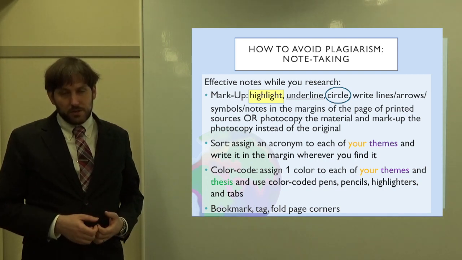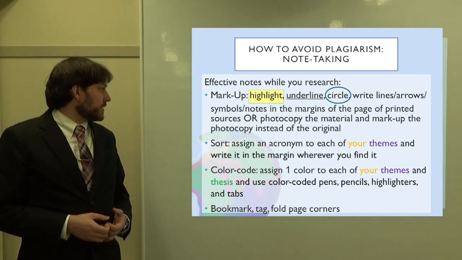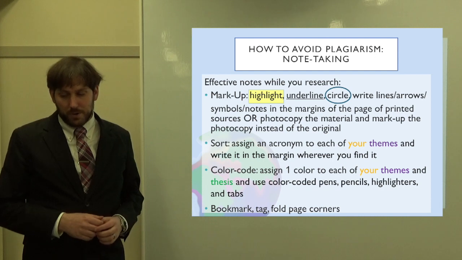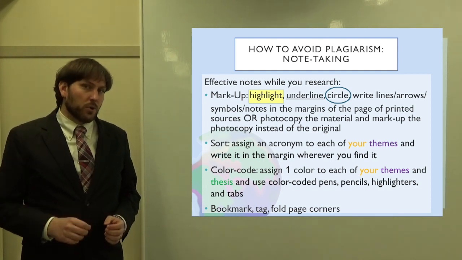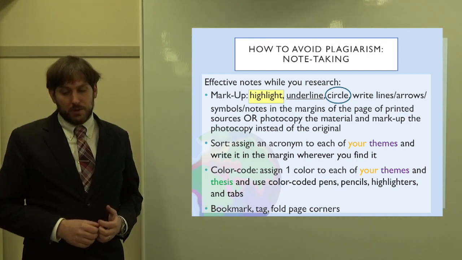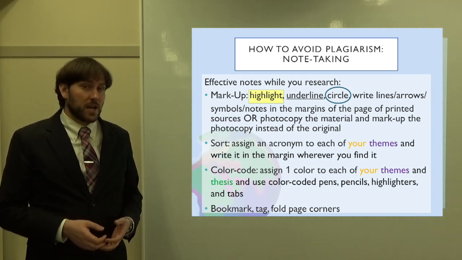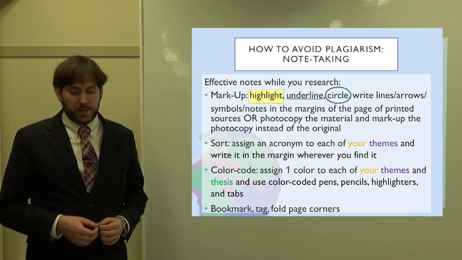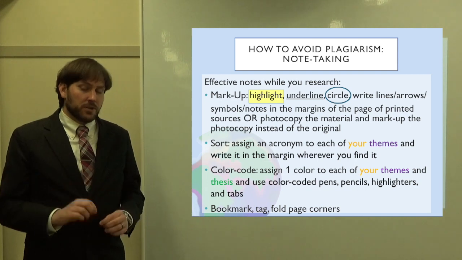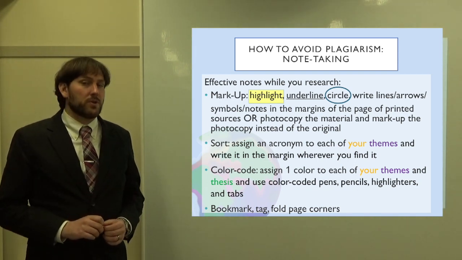So another thing to do is have some sort of system. So you're going to want to be able to assign some sort of short thing to each one of the themes and write that word in the margin whenever you run into that theme. You may also want to use colors. You'd want to assign a color to each one of your themes, and then a color for your thesis, and use color-coded pens, pencils, highlighters, tabs, anything that you can find that'll help make it clear. You may also want to put in little sticky notes or other things, bookmarks, so that you can find things again.